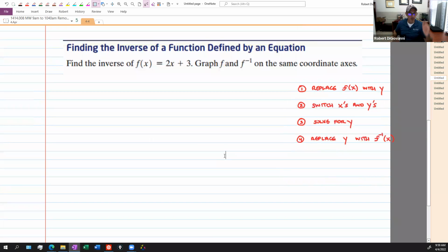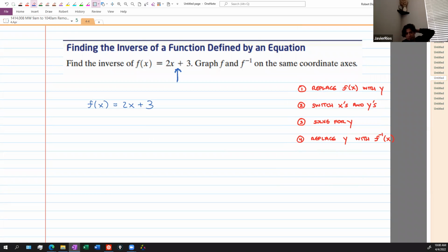All right, so here we go. Find the inverse of the function f of x equals 2x plus 3. Can somebody, just by looking at this function right here, tell me whether or not it's 1-to-1 and why? Is 2x plus 3 a 1-to-1 function?